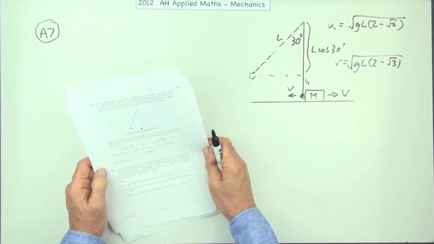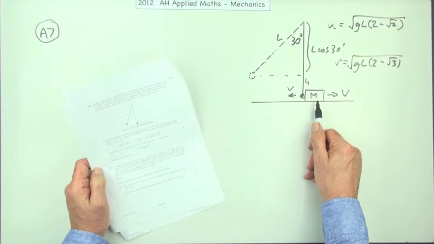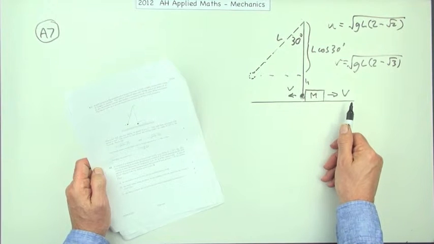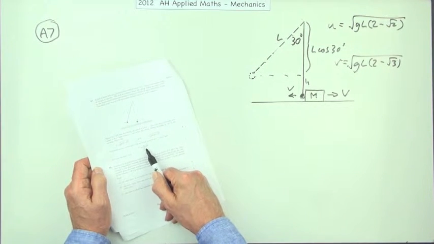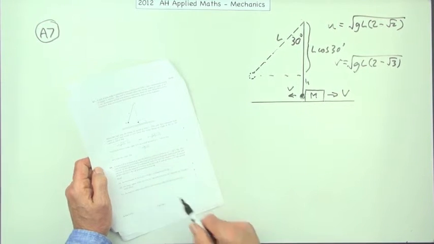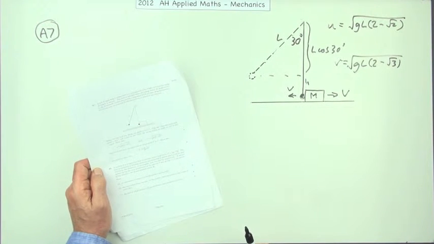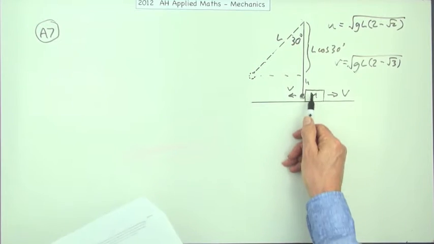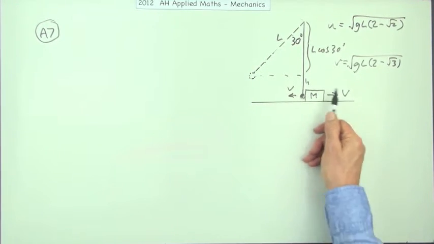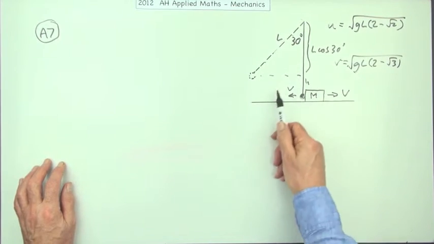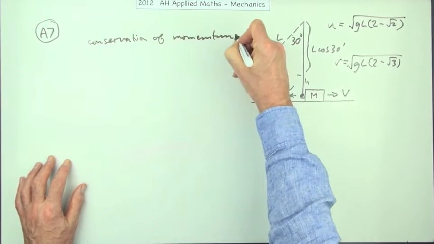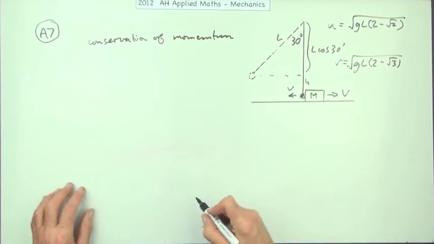Now this last part. The block moves to the right with a speed of capital V meters per second. Show that this expression holds, V equals km over M root gL, where k is some constant, and state the value of that constant. Well, that takes place in this little impact here. This will be the conservation of momentum. So we've got before and afterwards.